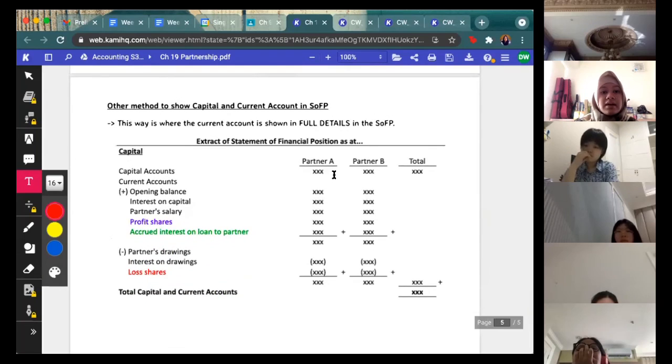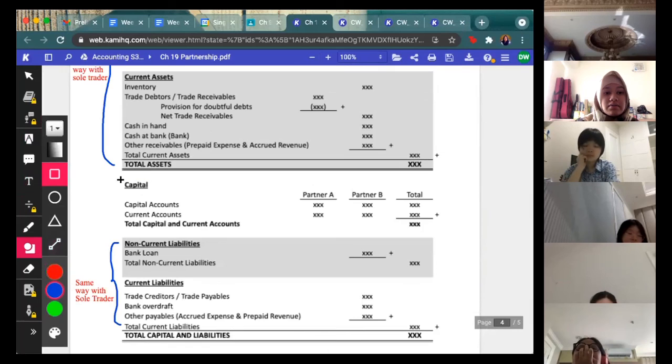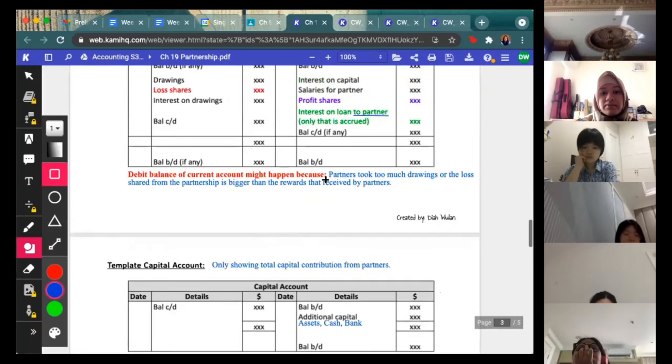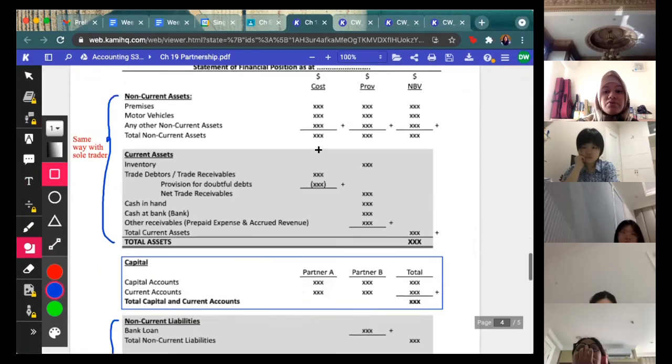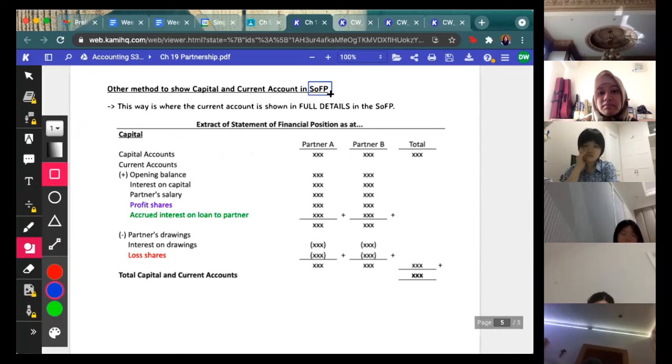Okay, good. Next, another method to show capital and current account in the SOFP. In this case, the instruction is that you have to separate capital and current account using T accounts. But there is a possibility where you are asked to show how the capital and current account are affected directly in the SOFP. This is the way where the current account is shown in full details in the SOFP, so it means you don't have a separate current account.